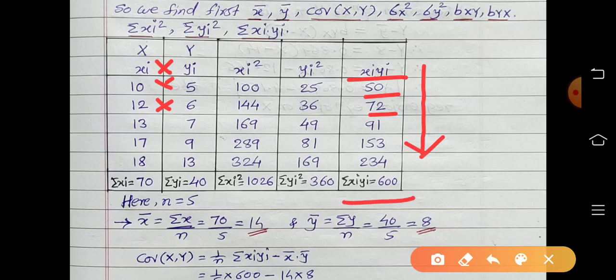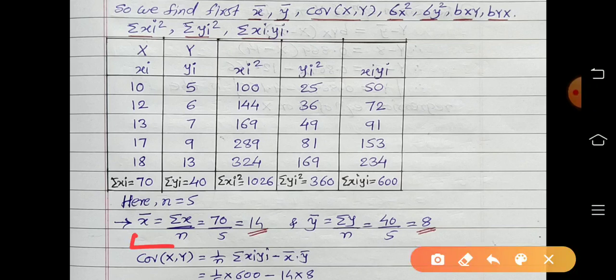How many observations are given here? 1, 2, 3, 4 and 5. So the value of n is 5. Clear? How do we find x bar? We know the formula: x bar equals summation of x upon n. You can write summation of x or xi, the meaning is the same. Summation of x is 70 divided by n, which is 5, so we get x bar value 14.